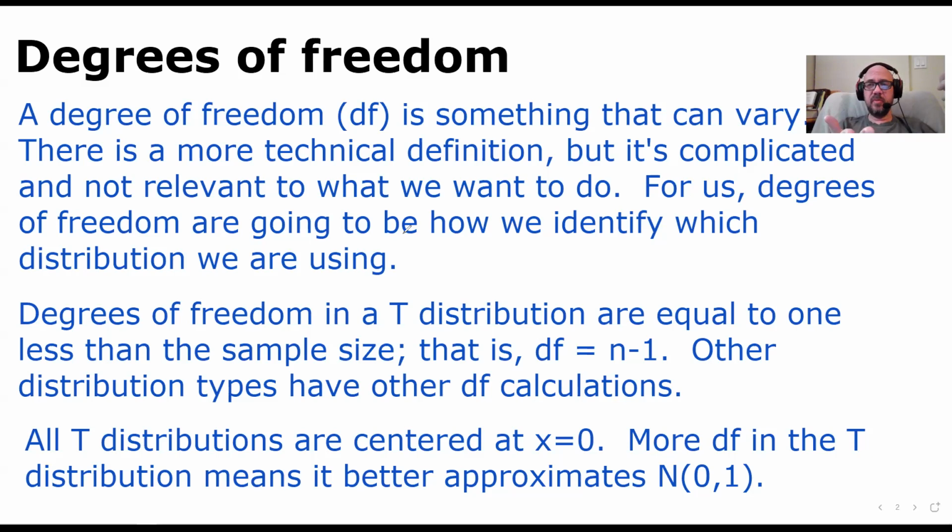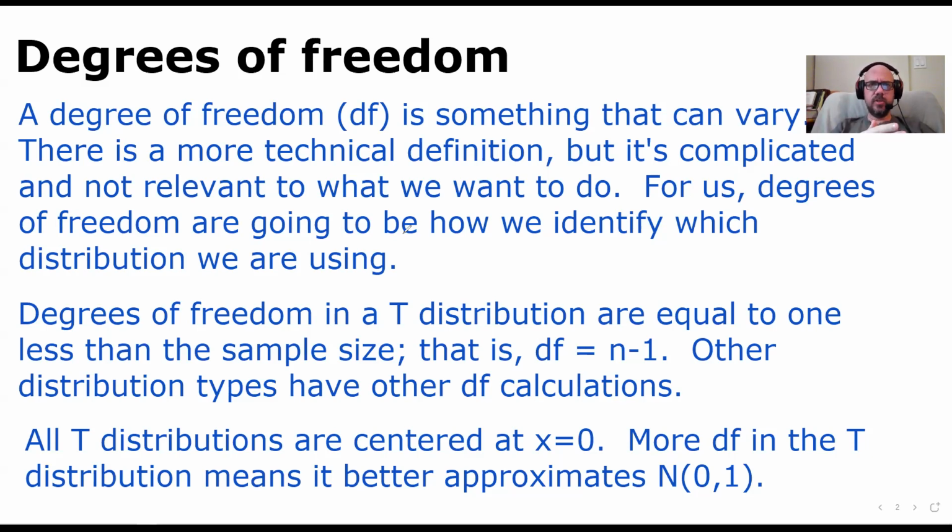So a term that you're going to be hearing a lot when we're talking about T distributions is degrees of freedom. A degree of freedom in a general sense is really just anything that can vary from sample to sample. There's a much more technical definition that we're not going to worry about. It's not relevant for us. For our purposes, degrees of freedom are just going to be how we identify which particular distribution we're using. So when we're doing T distributions, it'll tell us which T distribution it is.